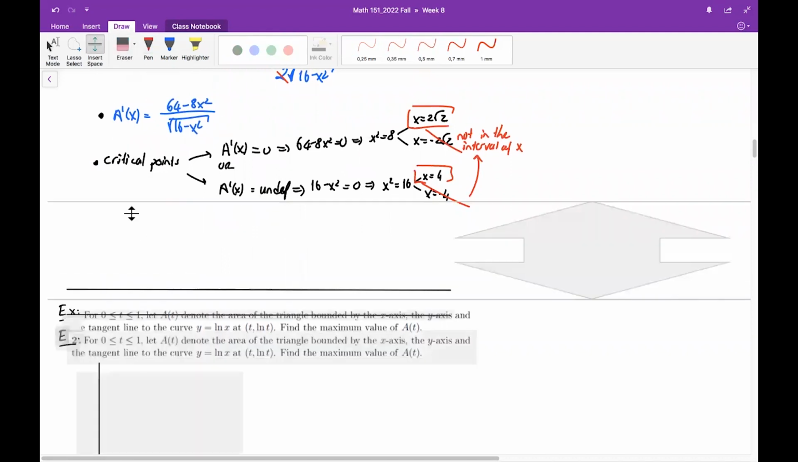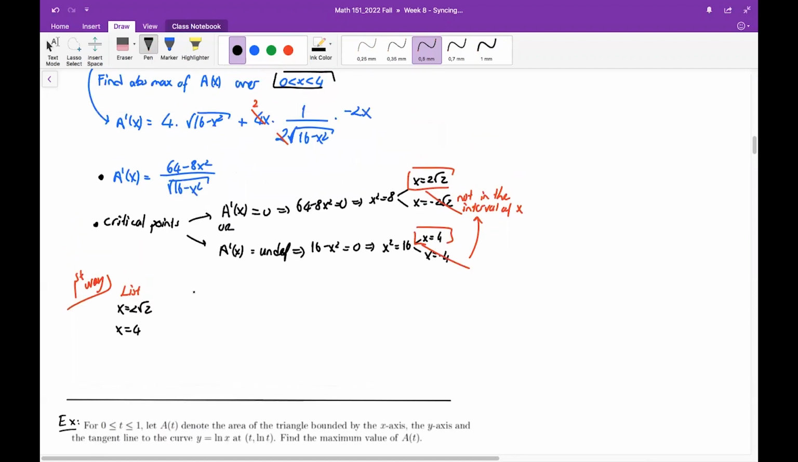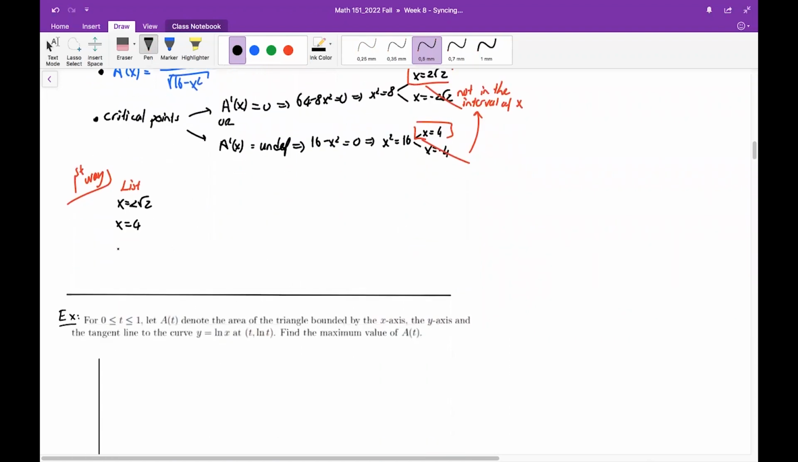I will create a list of points. So this is the first way of proving that the function takes its largest value. Okay, list of points. So x equals 2 square root 2 and x equals 4. These are coming from the critical points. Also, there is another one here, x is 0, which is the endpoint. Critical points, and this comes from the endpoint, so this is a complete list now.